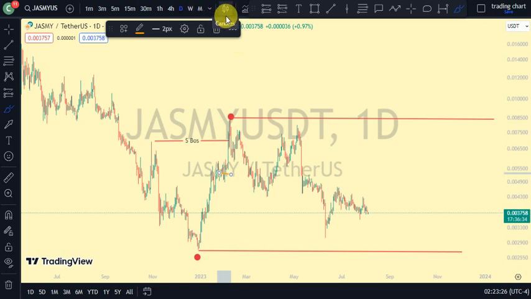So we need to go back to a lower time frame, such as the 4-hour time frame. Let's go see what price is doing on our 4-hour time frame. But guys, let's not forget that price is trading between this higher swing and this lower swing.